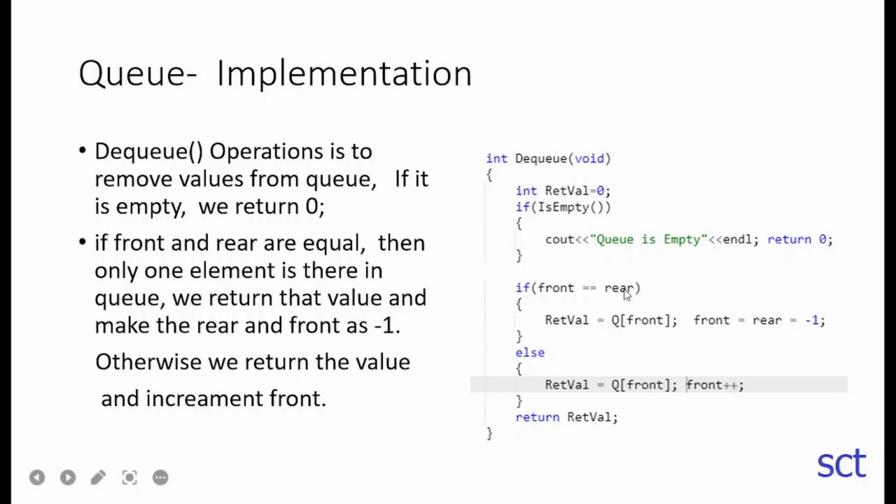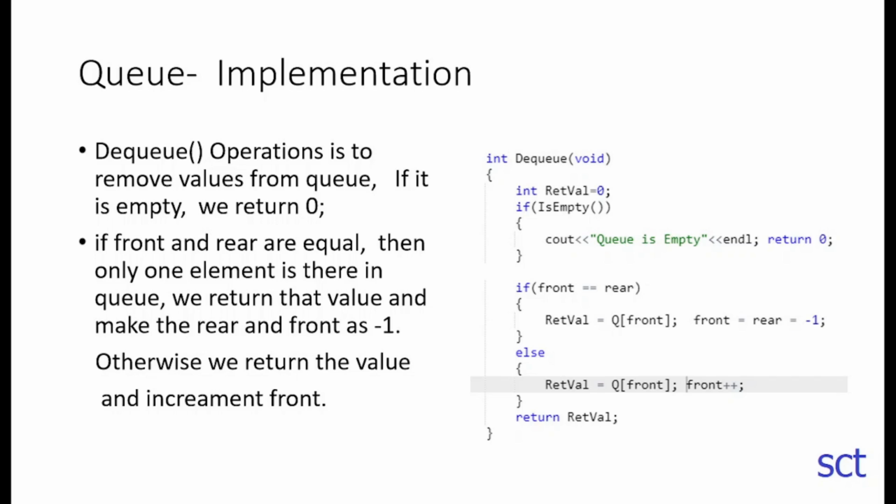If both front as well as rear are the same, you make front and rear -1 and then return the value, and you store the value of q of front in this return value. Else you do the same operation: return value is equal to q of front, and front plus plus, which means you go to the next element, which will be pointing to the next element to come out. So, here you are storing the value of the return value, which is going to be taken out from the queue. Whatever value was being pointed to will come out of that particular queue. This is the dequeue operation.